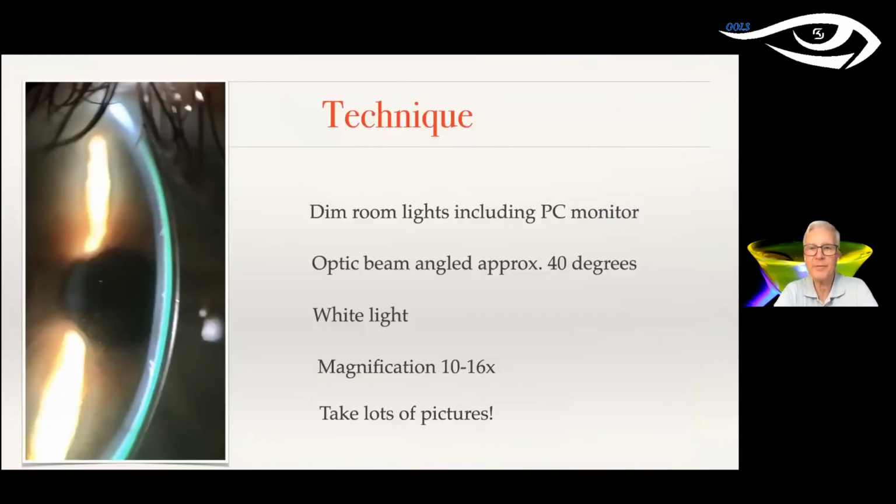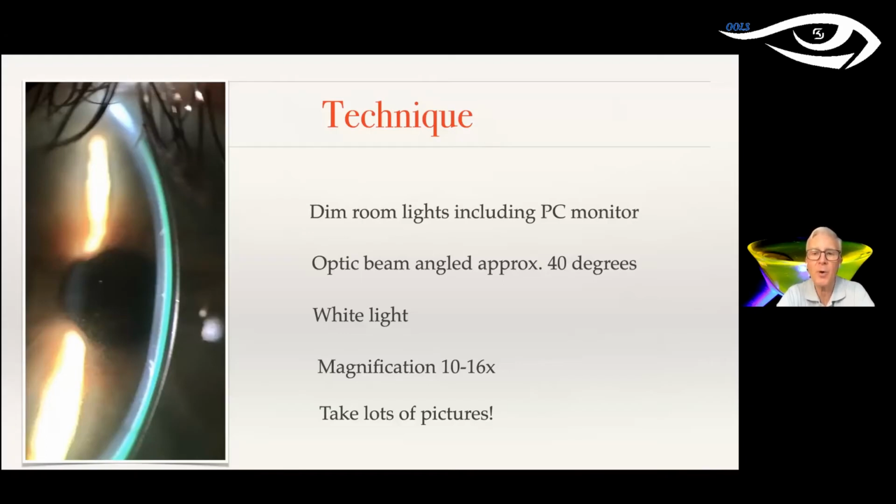Now let's talk about technique for a minute. This applies to any camera, whether you're using a smartphone or the photo slit lamp. You want to dim the room lights, including the monitor, so you don't get a reflection. For looking at scleral lenses, you want to angle your optical beam about 40 degrees from the middle. You use white light when visualizing the fluid reservoir in a scleral lens that has fluorescein in it. And you want to use a magnification of about 10 to 16x.